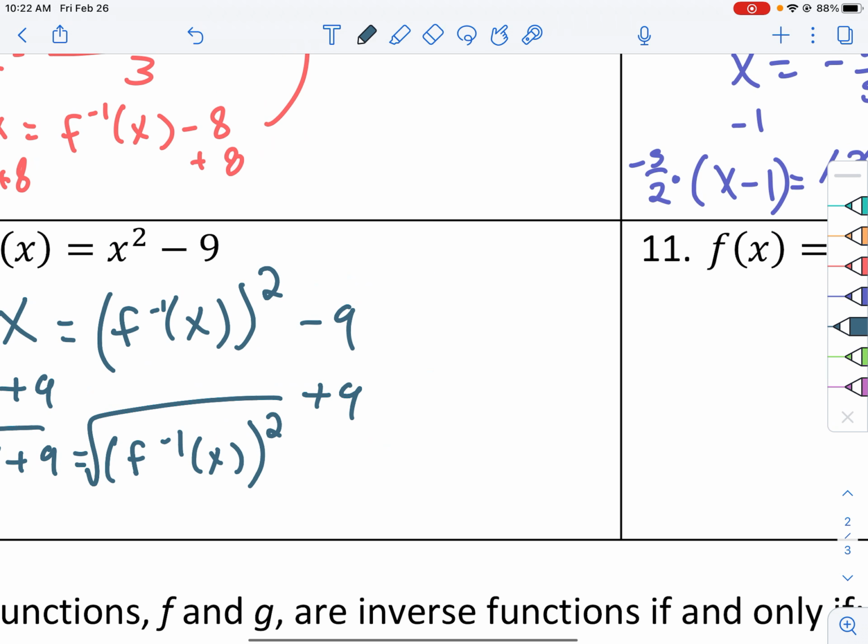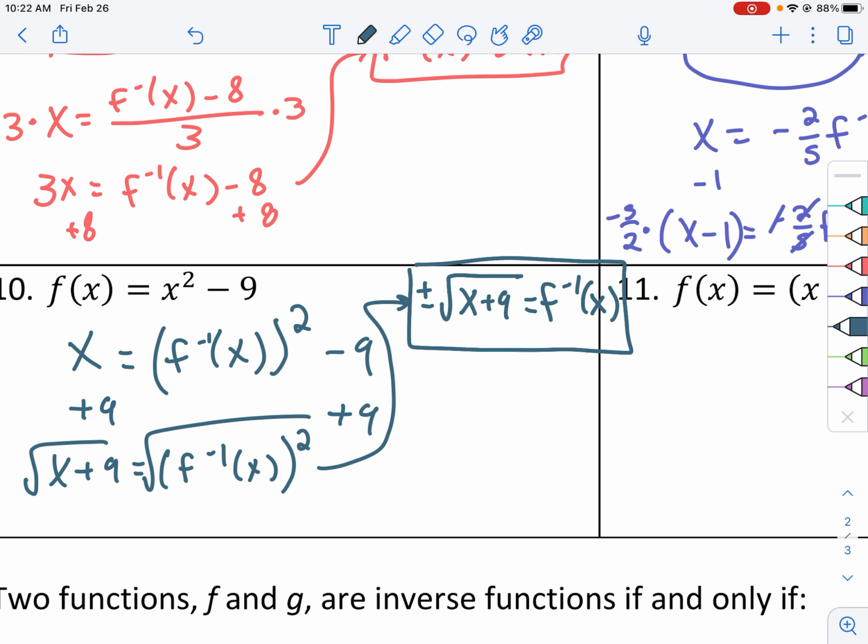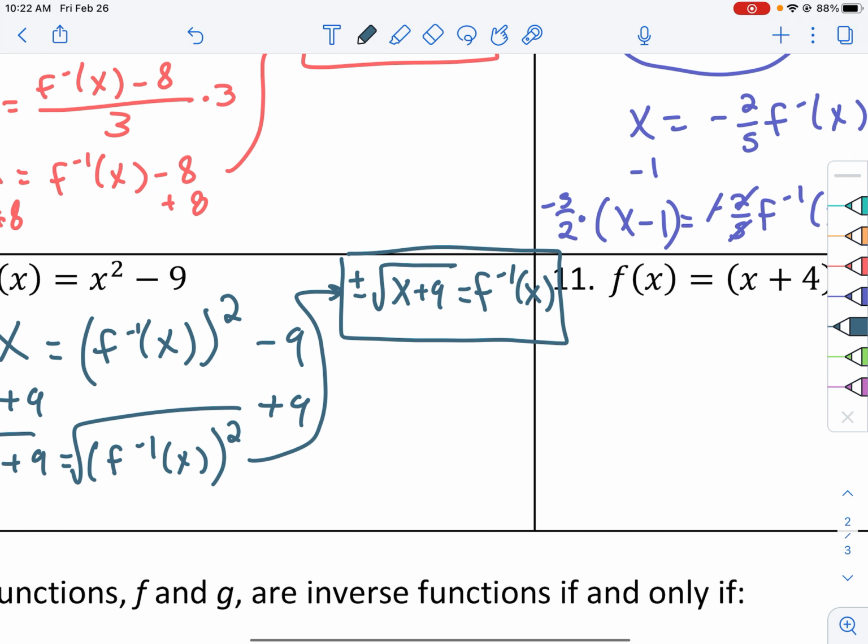And then we're going to square root both sides. All right, when you square root both sides, we put that square root in there, so you have to put plus or minus, and then it's the square root of x plus 9 is equal to f inverse of x. Can't forget that plus or minus there, guys. Super important. Okay?